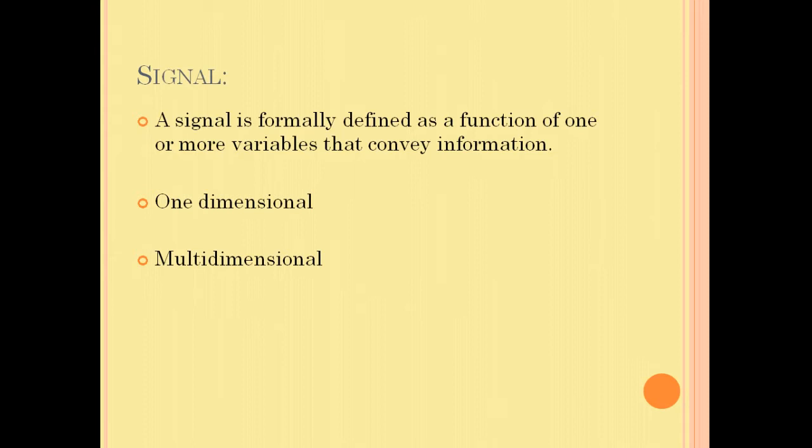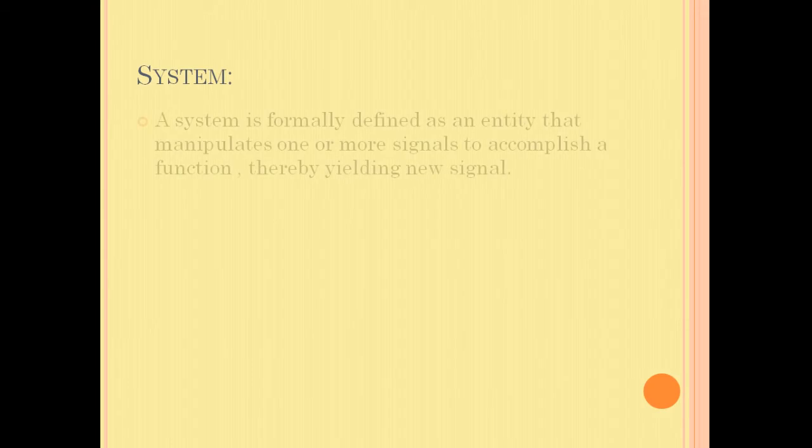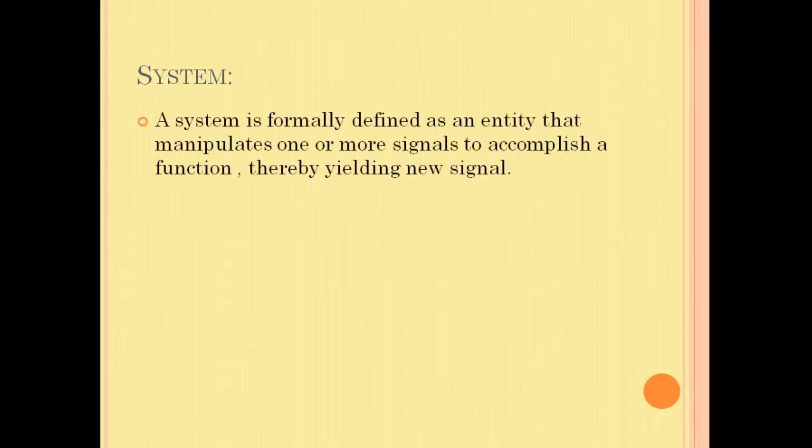Does a signal exist on its own? Certainly not. Once we know the signal, there should be some device which is processing this signal, which is called a system. So, a system is formally defined as an entity that manipulates one or more signals to accomplish a function, thereby yielding a new signal. A simple example is the speech signal.